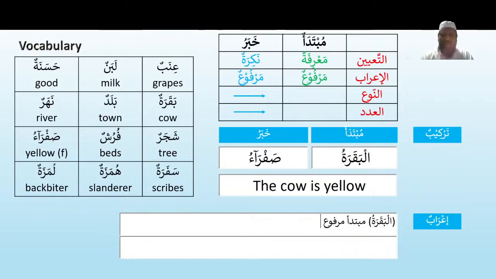Now what is the sign of it being marfu'? You say wa alamatu raf'ihi, and the sign of its raf' is the dhamma. And because it is apparent, clear and visible, you say zahiratun.